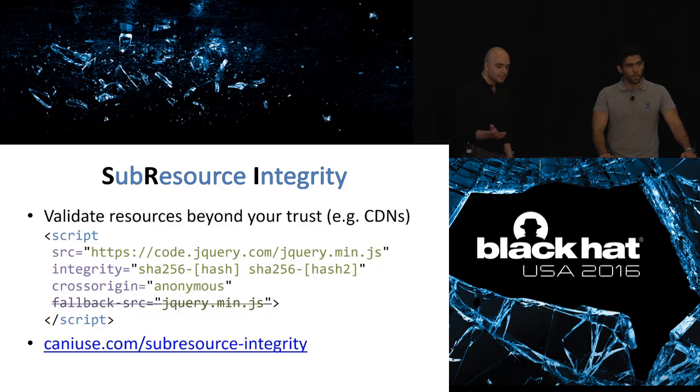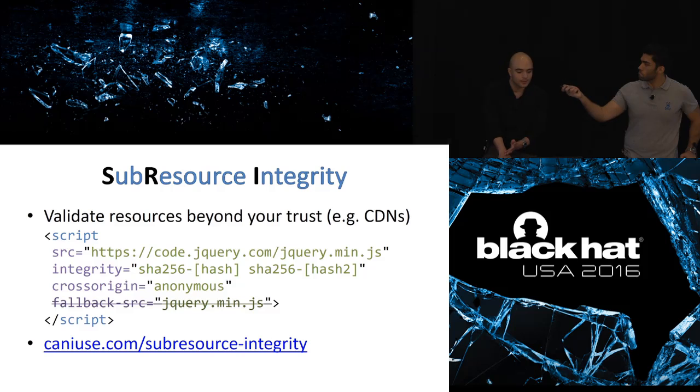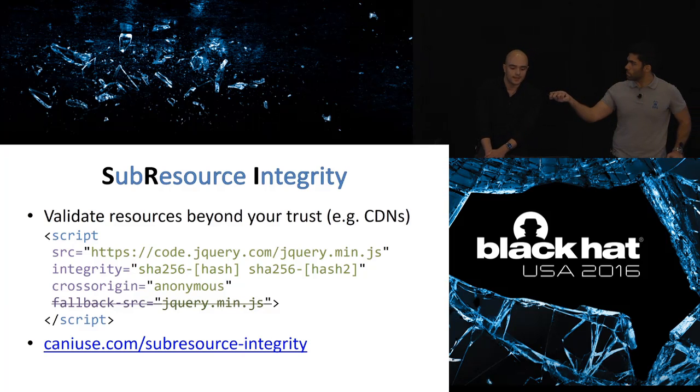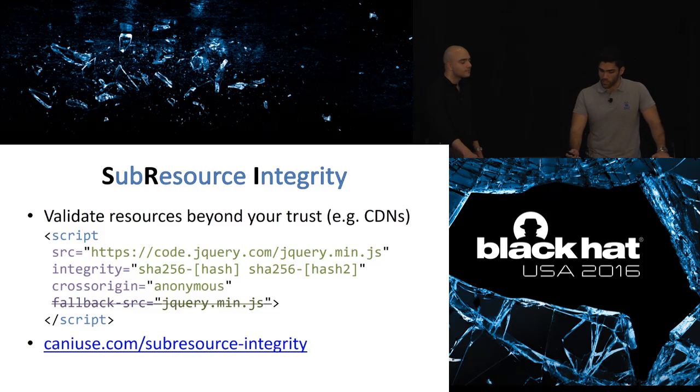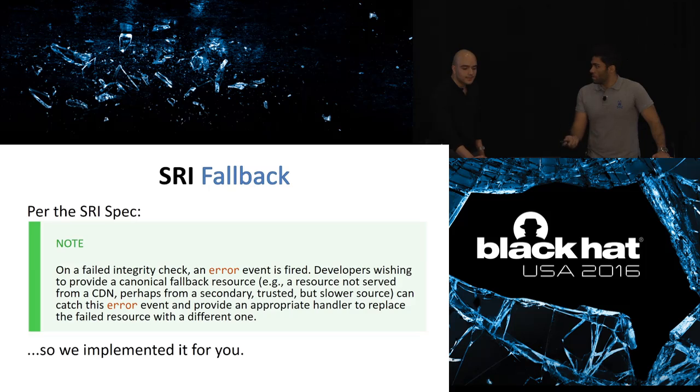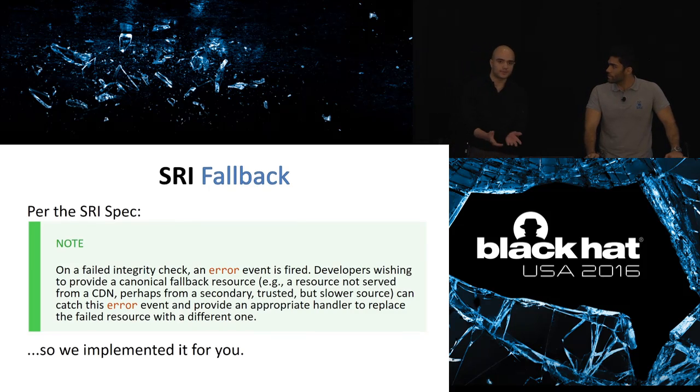So in this example, we've got a script source there that's loading jQuery from the jQuery CDN and a set of possible hashes that it could hash to for integrity validation. And if it were provided by the spec, we would also have a fallback source for when that hash check fails. So the closest the spec actually gets toward providing fallback src is giving general guidance on how it might be implemented, but they don't actually provide a direct solution to doing that.